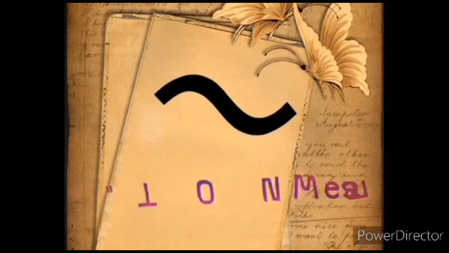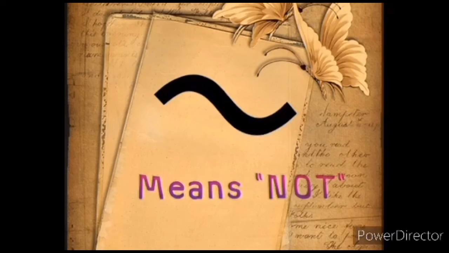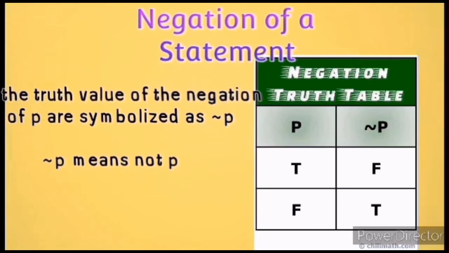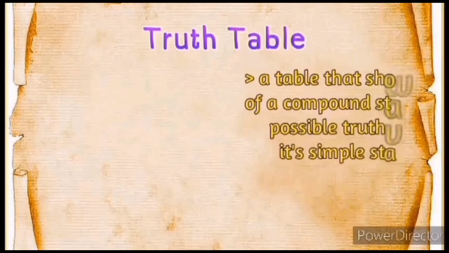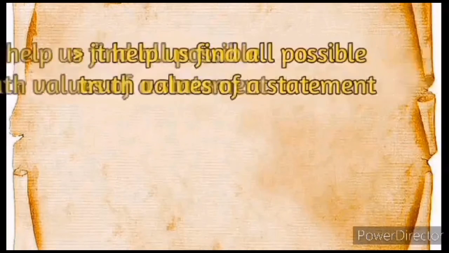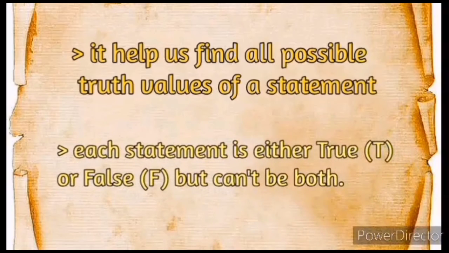This is the symbol of negation, which means not. A simple meaning of negation is negative. For example, the truth values of the negation of P are given in this negation truth table. A truth table is a table that shows the truth value of a compound statement for all possible truth values of its simple statements. This truth table helps us find all possible truth values of a statement because each statement is either true or false but cannot be both.